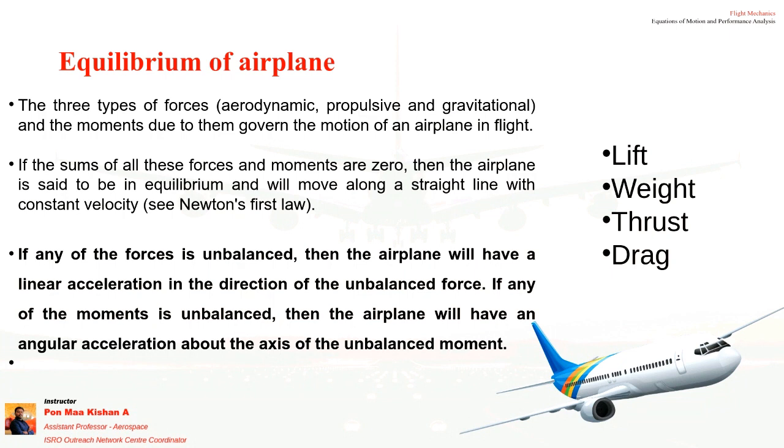If any of the moments is unbalanced, then the airplane will have an angular acceleration about the axis of the unbalanced moment. The first point is with respect to forces: if the forces are unbalanced, then there will be a linear acceleration. If moments are unbalanced, correspondingly, if the forces are unbalanced, the moment will also get unbalanced, right?